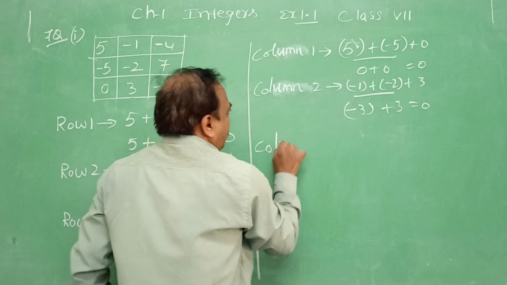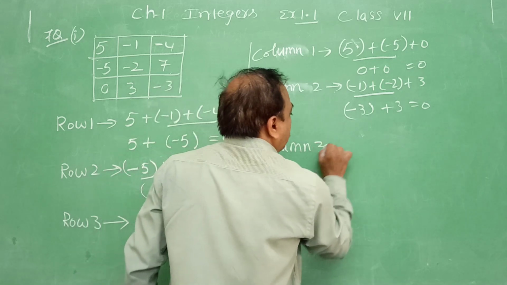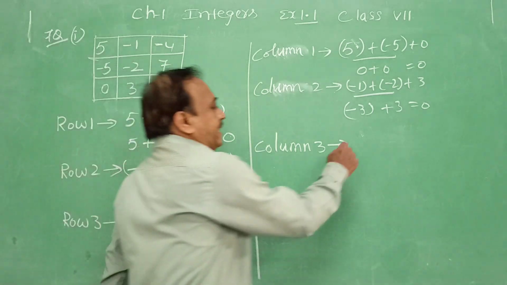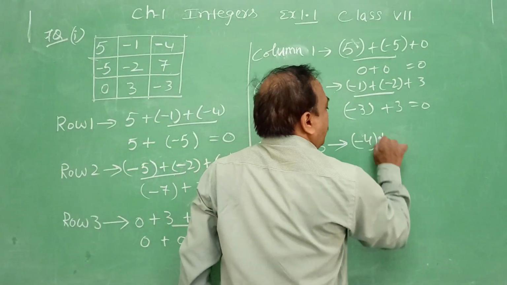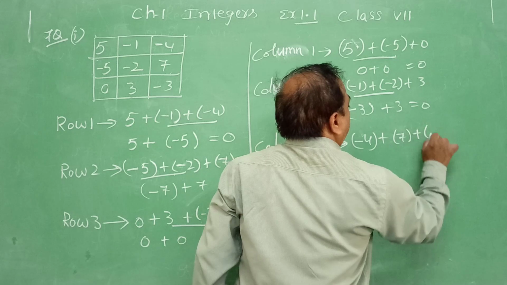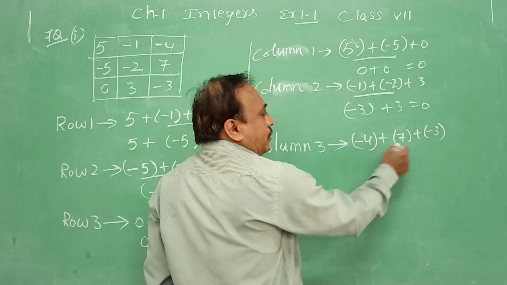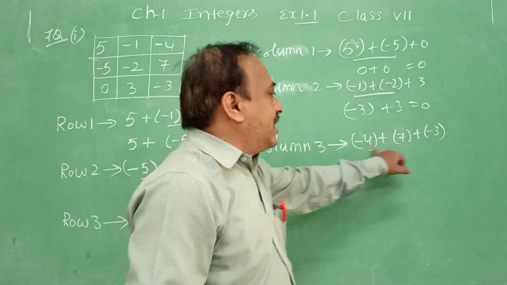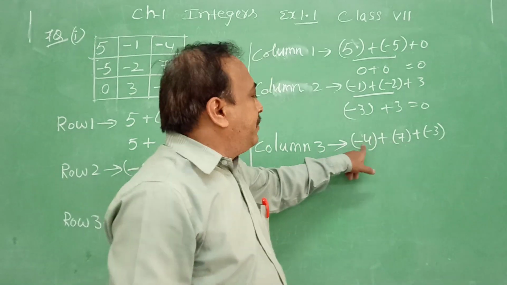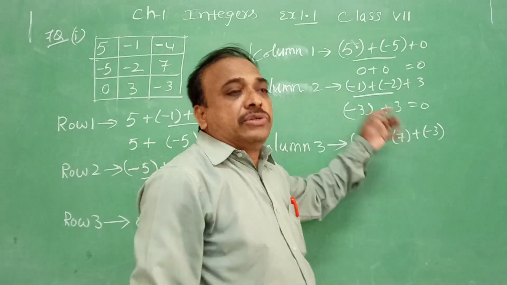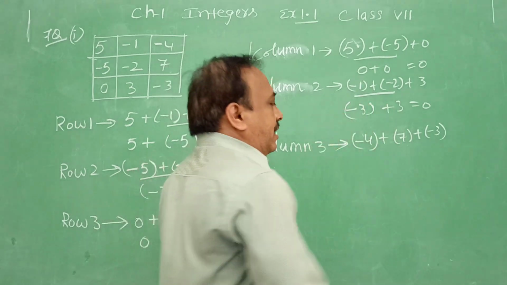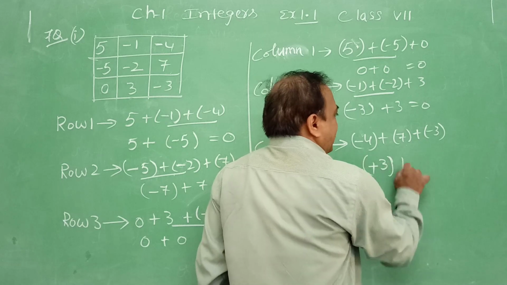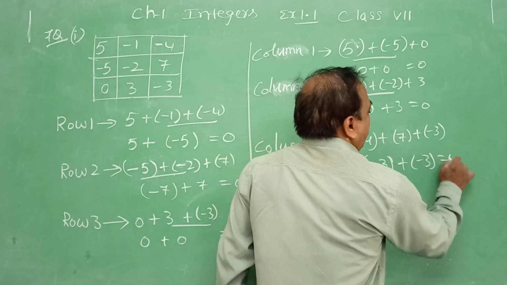Then column 3: minus 4 plus 7 plus minus 3. So minus 4 plus 7, adding one negative and one positive integer, ignore the sign, subtract and keep the bigger number's sign. This will be minus 3, this is plus 3. Plus 3 plus minus 3 is equal to 0.